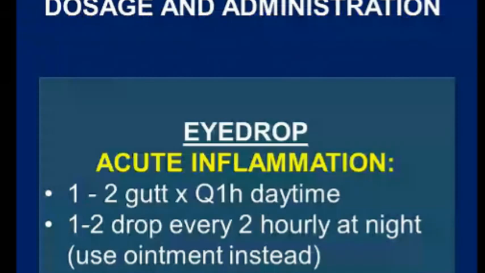So for acute inflammation, the dosage is 1 drop or 2 drops, but I usually prefer 1 drop because most times administering 2 drops at a time is wastage, because the fornix is capable of containing only 1 drop of an eye drop. So administering 2 drops can be a waste. So 1 drop every 1 hour in the daytime for acute inflammation, or you can do 1 drop every 2 hours at night when you are using the ointment.